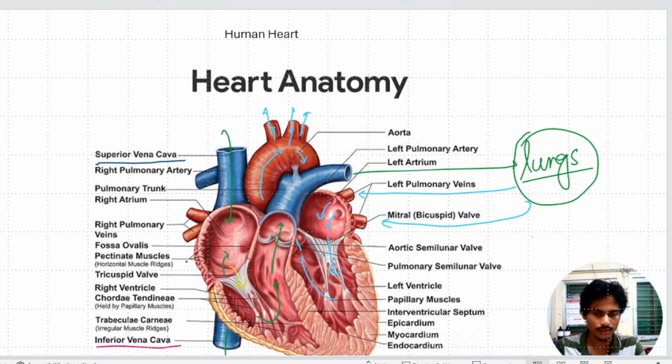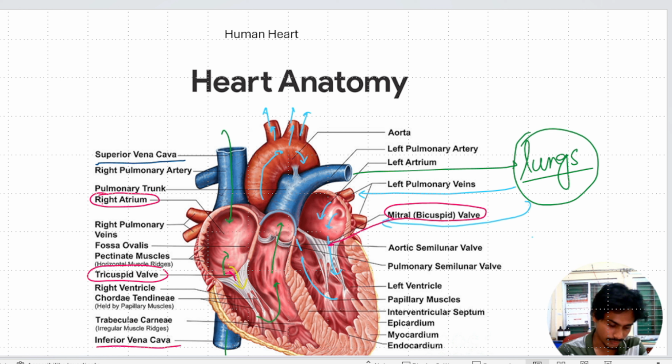The blood is coming, so one valve is there. This is the right atrium, so one valve will be there. This is the valve, and this valve is the tricuspid valve. This is the bicuspid or mitral valve, and this is the tricuspid valve. The blood comes from the right atrium to the right ventricle through that region.